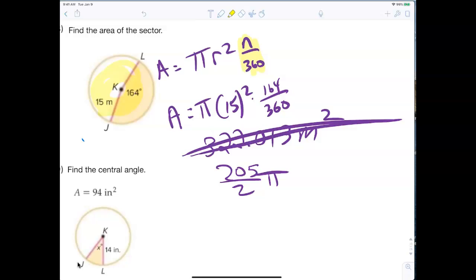Understand. All right, if you don't memorize the formula, that's okay. You can still figure it out. I don't want you to memorize that formula. I just want you to say, hey, I know the area of a circle. And all it is just a part of the circle.